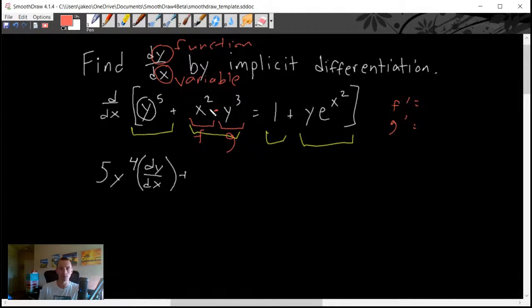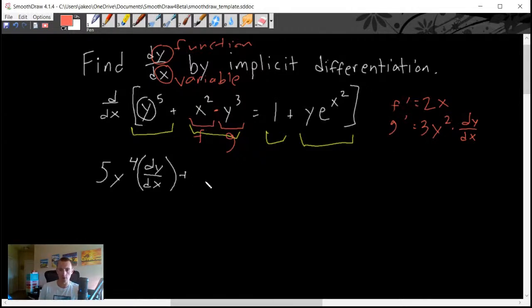So f prime, the derivative of x squared with respect to x, is just power rule. You bring the 2 down in front, keep the x as x, lower the power by 1, 2 minus 1 is 1. The derivative of y cubed is very similar to how we just did this one over here. We bring our 3 down in front, leave our inside function as our inside function, lower the power by 1, and then multiply by the derivative of our inside function, which is dy dx. So that was a mixture of product rule and chain rule combined into one thing to find this derivative.